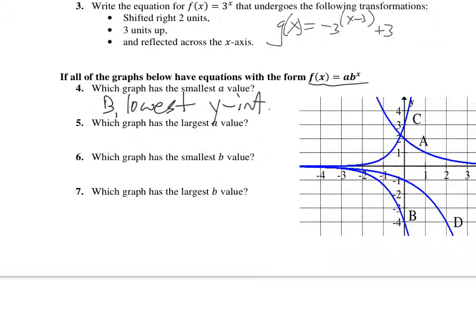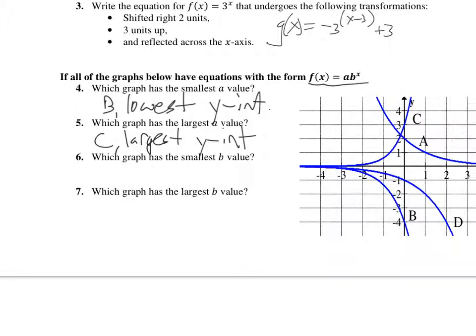Okay? Which value has the largest a value? Well, that's looking for the largest intercept, and that's up here. That's going to be c. And so this is the largest y-intercept, okay? Which graph has the smallest b value? Well, small, we're talking a fraction. Fraction means exponential decay. There's only one here that has exponential decay.